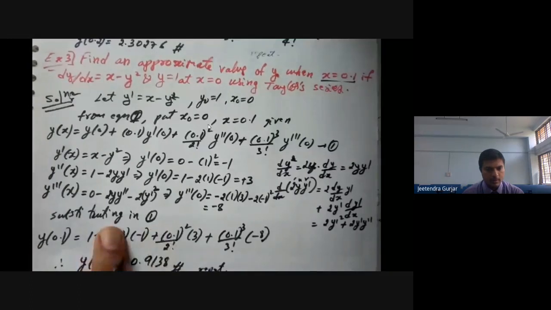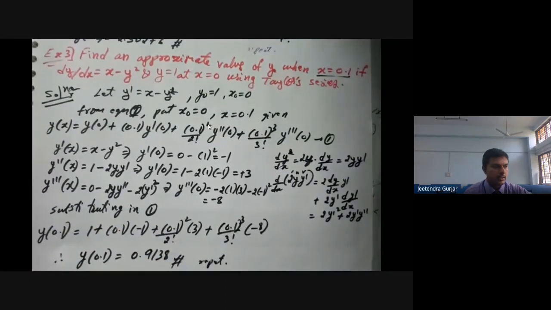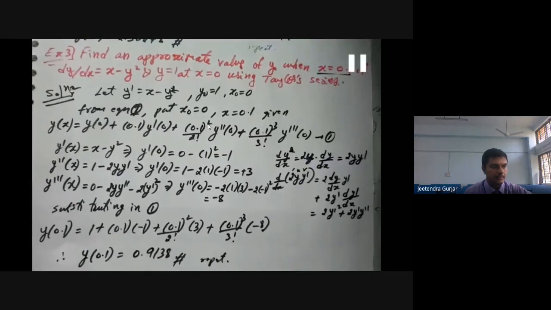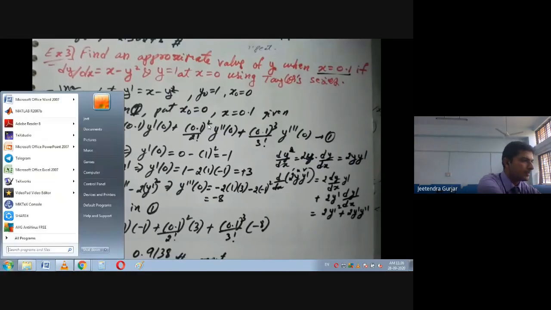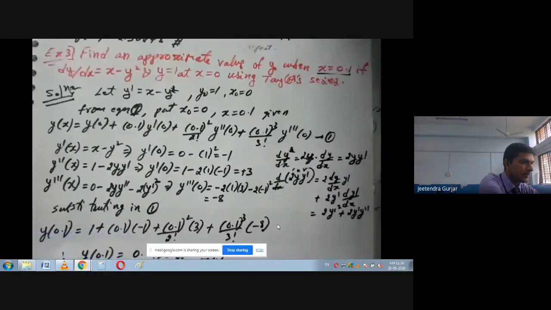So substitute in the equation 1, that is Taylor series expansion, then you are going to get the value y of 0.1 is equal to 0.9138, or this is enough. Yes, I think many of them have got 0.9136. This is also correct answer. Yes. So very good, and many of them have got the answer, right?